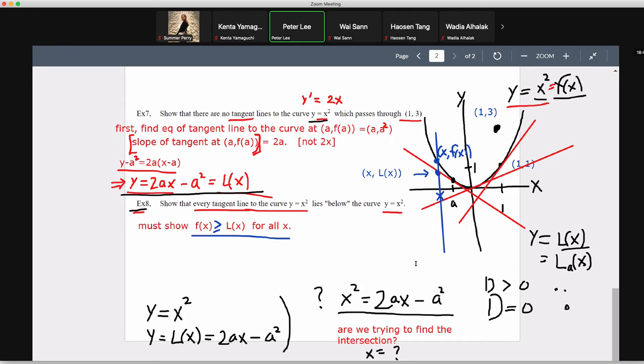Now, what is it that we have to show? We have to show that the entire tangent line is actually below the curve. So what is it that we have to show? We have to show that f of x is always greater than L of x for any point x. So we don't show this for some x, we have to show that for what? For all x. That is what we have to show. Everybody, do you understand this question here?